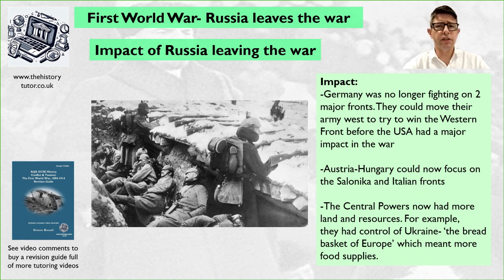Similarly, Austria-Hungary can now concentrate on fighting fewer enemies as well. It can concentrate on the front of Italy in the south and the Salonika front with the Balkans. So the Central Powers now have more land and resources as well. For example, they can control Ukraine and Poland and get resources from these lands, maybe food in particular from Ukraine. Ukraine is known as the breadbasket of Europe, so perhaps more supplies to alleviate the supply issues that Germany's been having. So of course now there's a greater potential of a quick German Central Powers victory in the war.